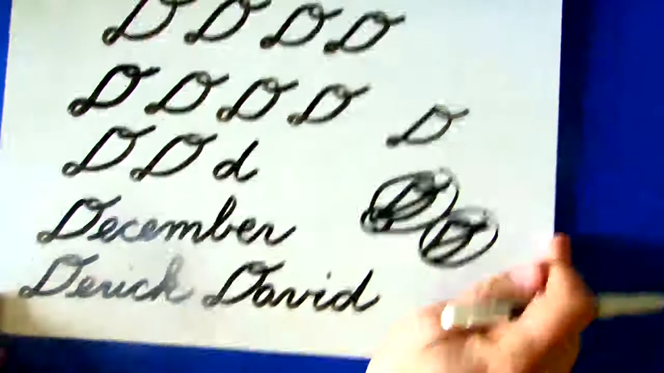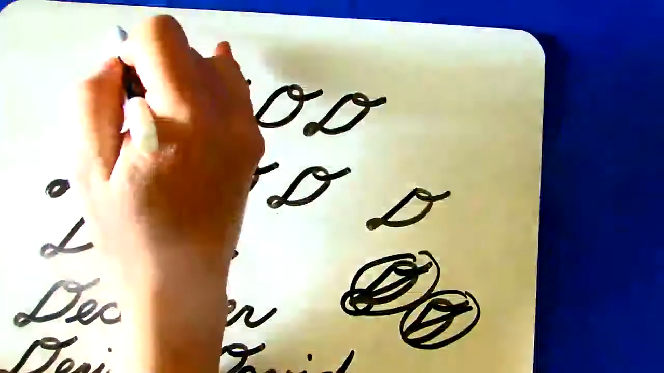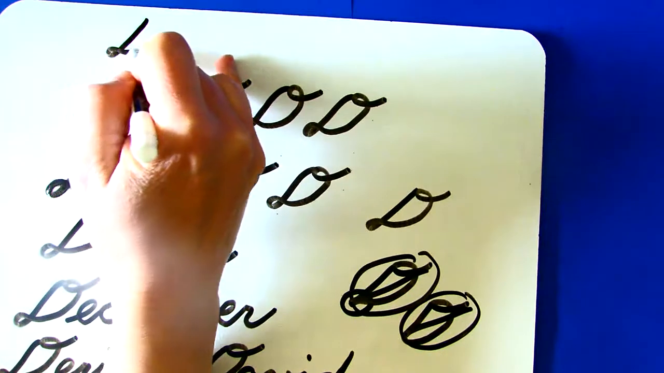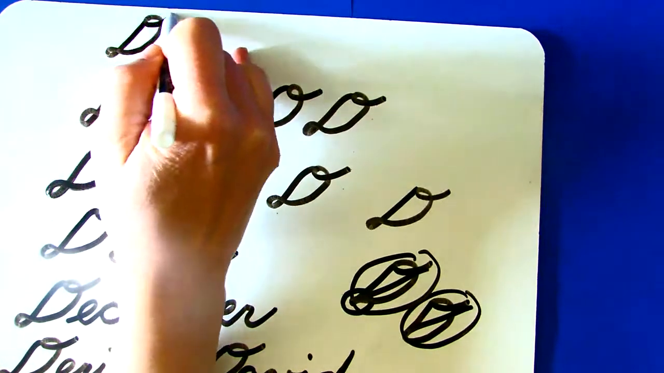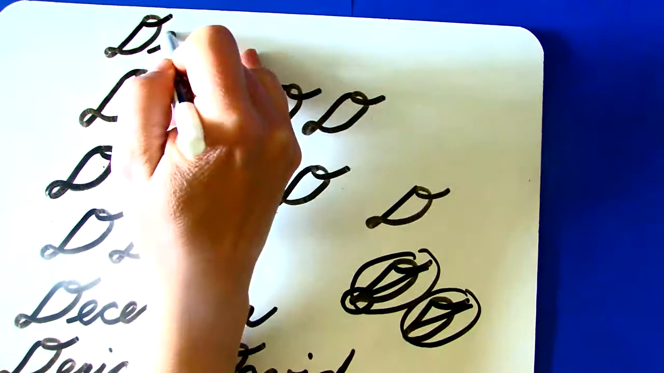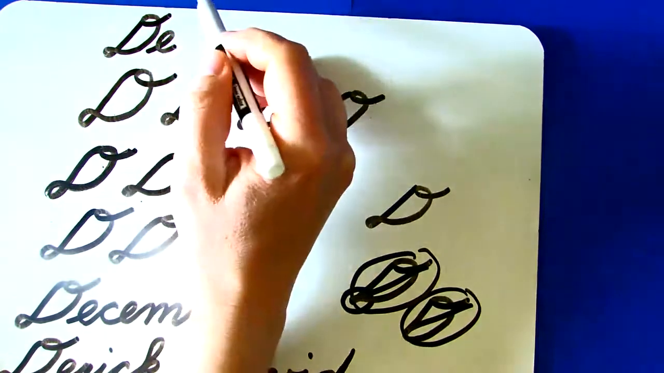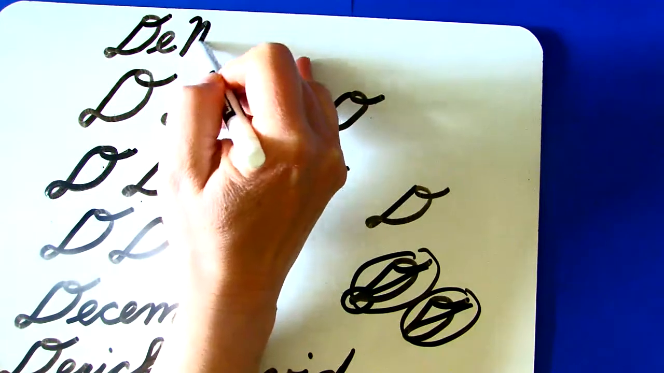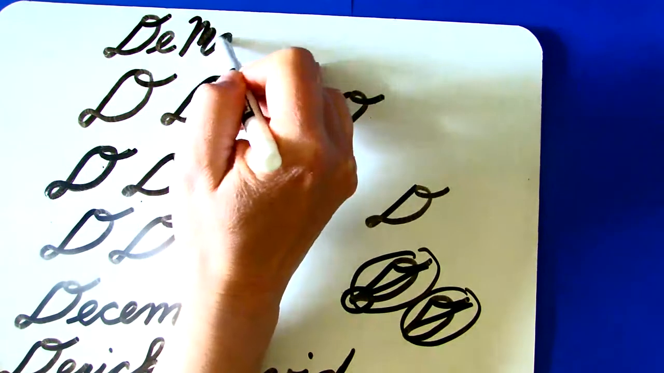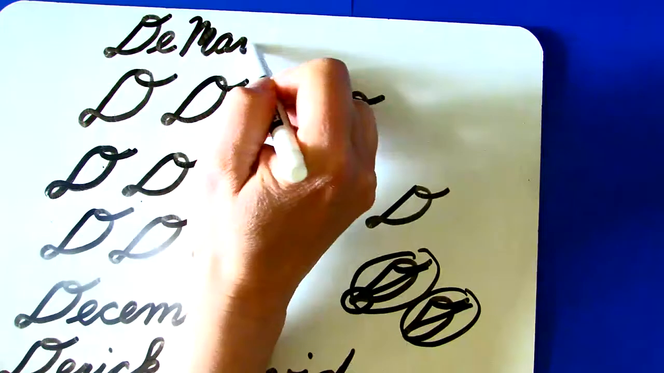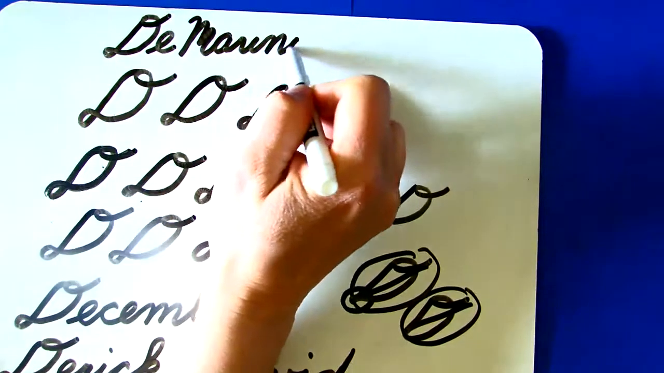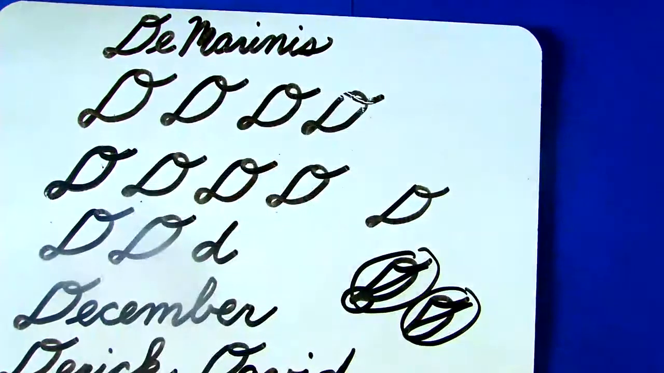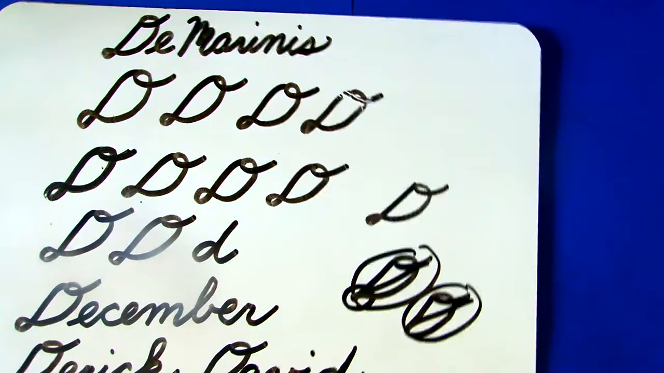I can write my last name here too. Watch. Down, curve, and around. There's the D. E. Now my last name has 2 capitals in it, so I'm giving you a preview. DeMarinis. There's your capital D.